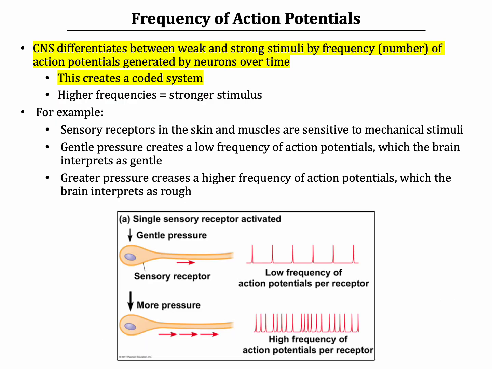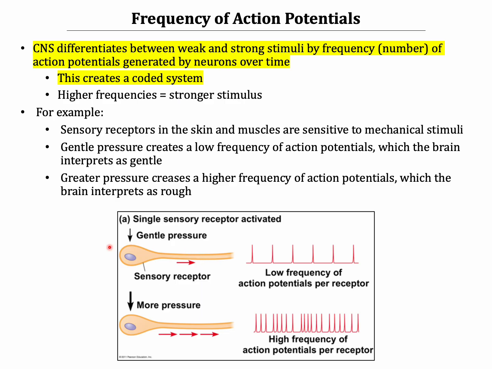The central nervous system, the brain in particular, differentiates between weak and strong stimuli, all based on the frequency, or the number of action potentials per second, right? So it creates really like a coded message sent to the brain. And the best way to explain it is to look at an example.